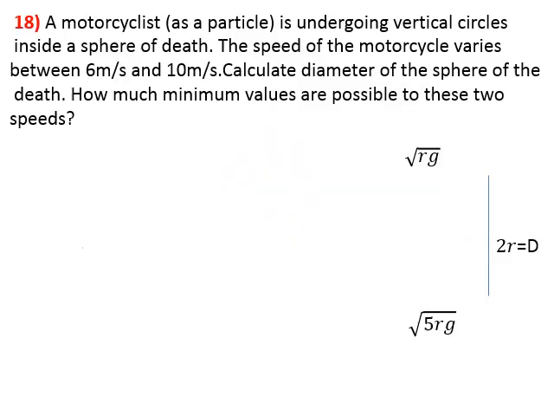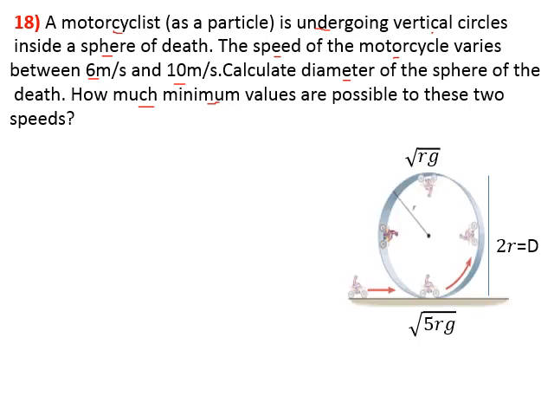Problem: A motorcyclist, who is supposed to be a particle, is undergoing vertical circles inside a sphere of death. The speed of the motorcycle varies between 6 and 10 meters per second. Calculate the diameter of the sphere. This is the first part. And second, what are the minimum possible values of these speeds? Now, on which topic does this problem depend? Think about this. Now I think you have an idea.